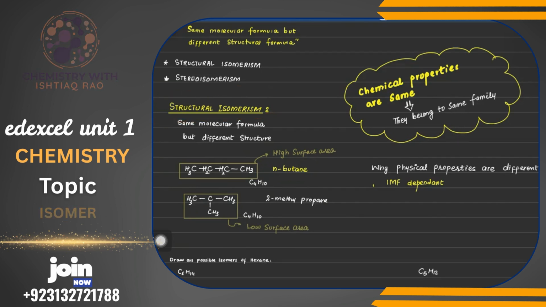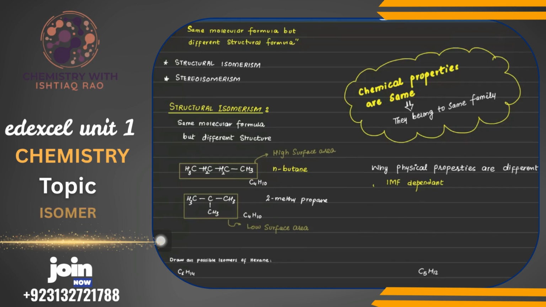When the molecular formula is same, but the structural formula is different, this is called structural isomer. Since the formula is same, it means that the number of electrons are same, isn't it? If the molecular formula is same, the number of electrons are same. When the number of electrons are same, the IMF is same. IMF means I'm talking about the London force, because hydrocarbons are non-polar.